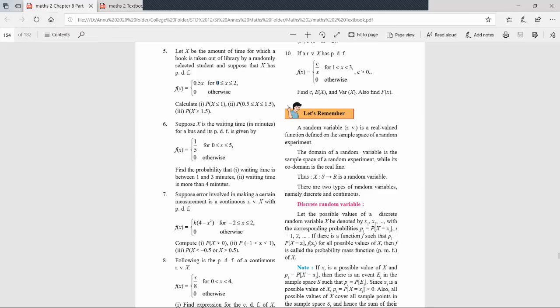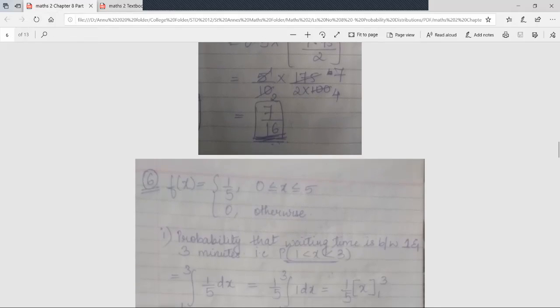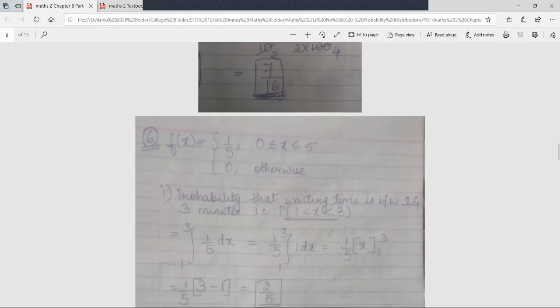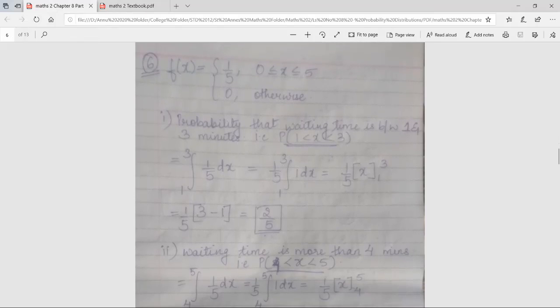Okay, so let's see how this sum can be solved. As it is given that the above function is a PDF, f of x is given to be 1 upon 5 and the condition put on is 0 less than or equal to x less than or equal to 5. Now we have to find the probability that the waiting time is between 1 and 3 minutes. So I have to find 1 less than x less than 3. That means the integral which we can take is 1 to 3, 1 upon 5 dx.